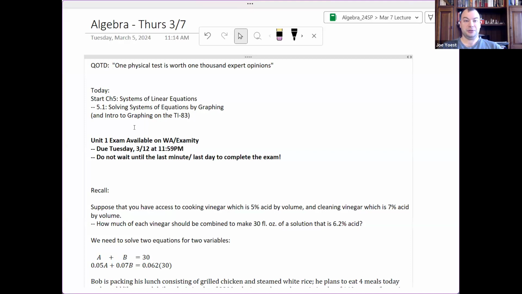So how can we use the graphing utility in the calculator to help us with chapter 5? But also, this might be something that's helpful for chapter 4.